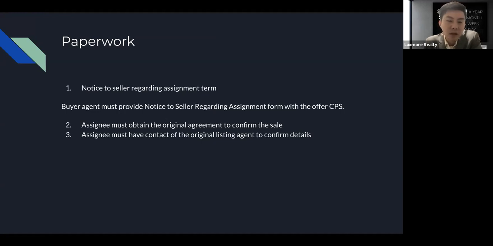And when your client is an assignee, they must obtain the original agreement to confirm the sale when they're purchasing an assignment. Which means if they want to buy an assignment, they have to get the listing agent to send them the original CPS. And number three, the assignee must have contact of the original listing agent to confirm that this CPS is a real existing CPS. So you don't get cheated, right? You didn't buy a fake contract.